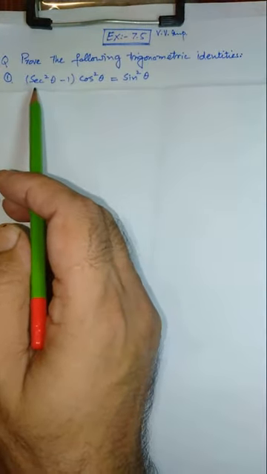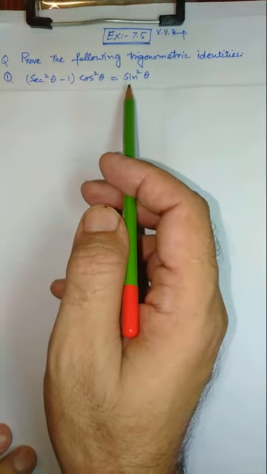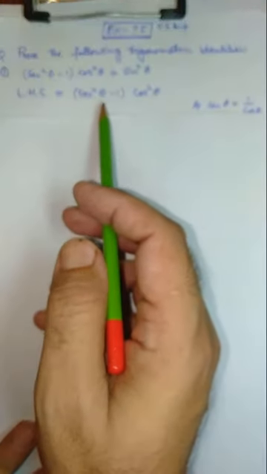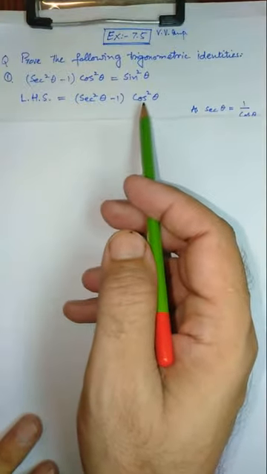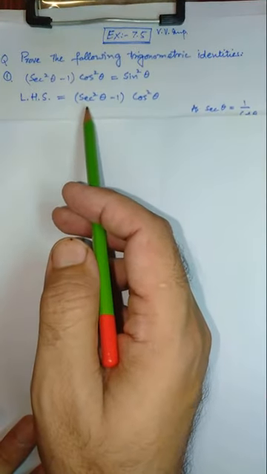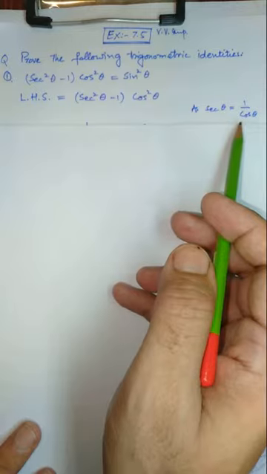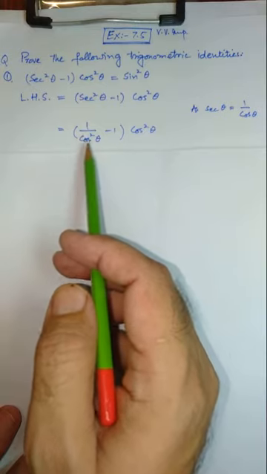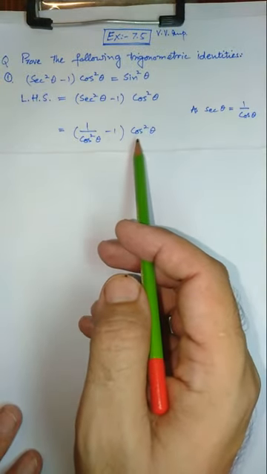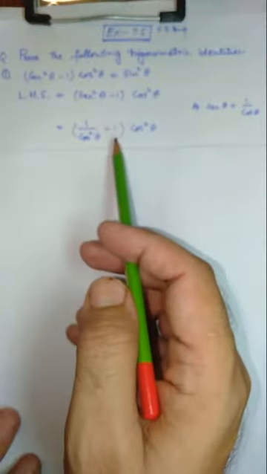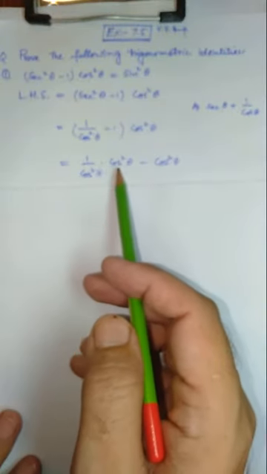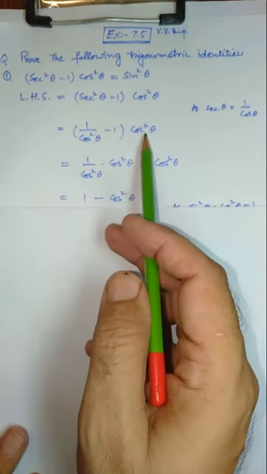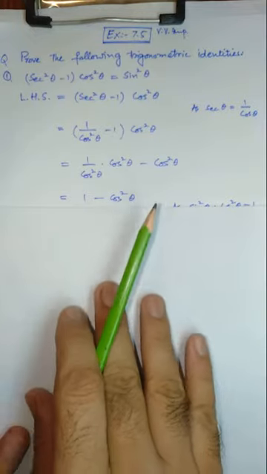So we will start from the left hand side and the answer will be sine square theta. Taking the left hand side, which is secant square theta minus 1, in bracket, cos square theta. As we know, secant theta is equal to 1 over cos theta. So putting the value of secant theta, 1 over cos square theta minus 1. Now multiply cos square theta with the first term and the second term. So cos square theta cancels, giving 1, and cos square theta multiplied by 1 is equal to cos square theta.